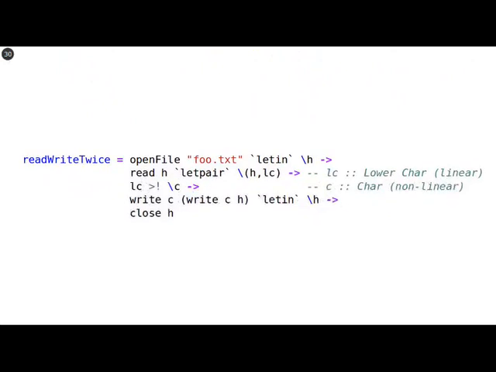Okay. And so our example is going to get out a lowered character from read, and then we'll use this composition, which I'm pronouncing let bang, to extract the actual character out of that lowered character. And then we can use that as the input to write. And there's no restrictions on how that character is used.